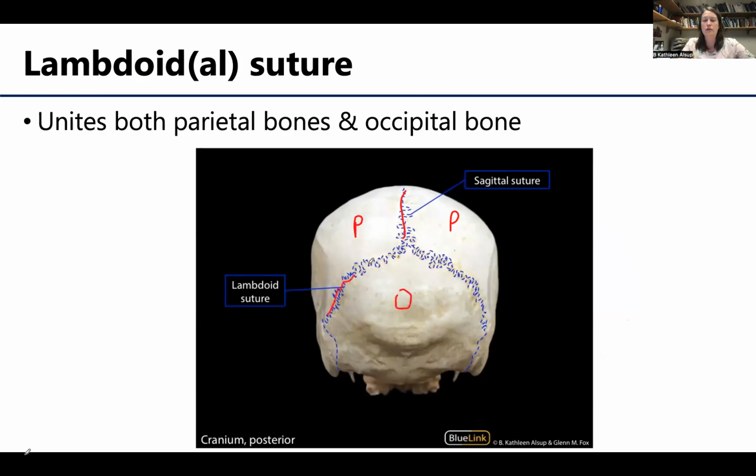And this is generally the most complex of the sutures in terms of its zigzagginess. That's a scientific term, but it does look a lot more complex. And every once in a while, you'll have separate bones within the suture, and those are called sutural bones. That's more common in this lambdoid suture.